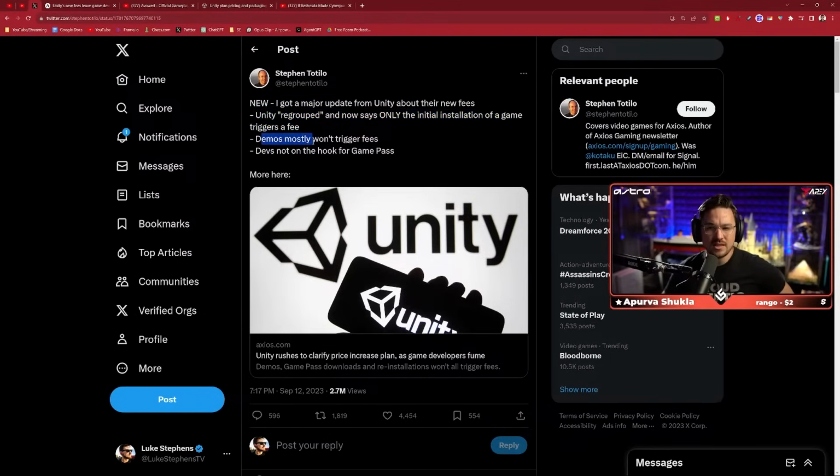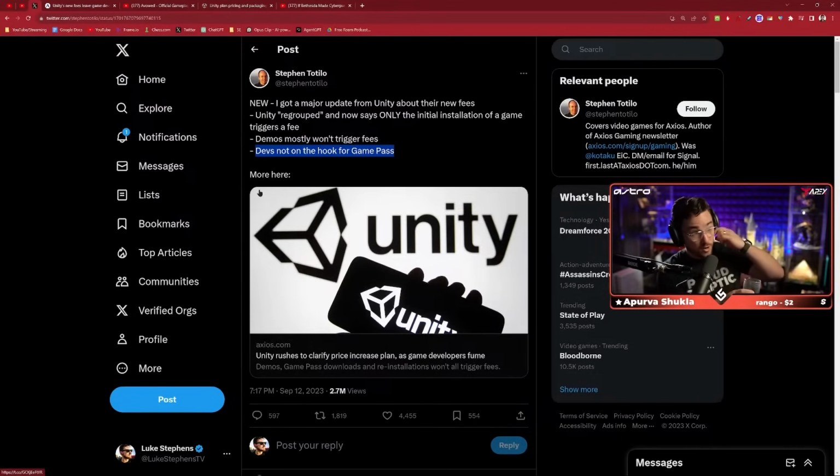Demos mostly won't trigger fees. What the hell does mostly mean? This word has a lot of weight in this sentence. So even demos, potentially, you could be facing fees from Unity for having a demo of your game that people play. Like, geez. And then they say devs are not on the hook for Game Pass. So they would have some way of verifying. And so they're walking that back. Still, I don't like this.